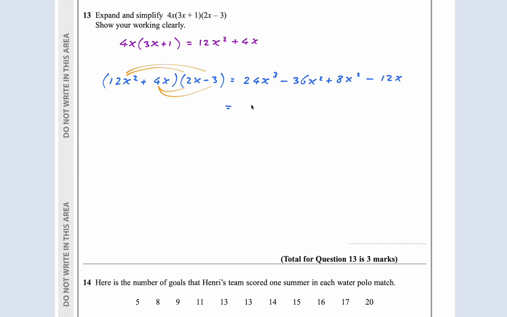Collect the like terms, and we get 24x cubed, minus 36 plus 8 is minus 28x squared, and then we're just left with minus 12x, and that's it.